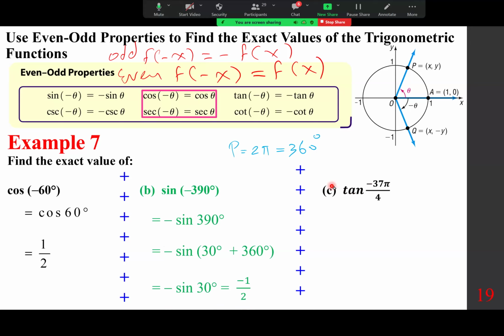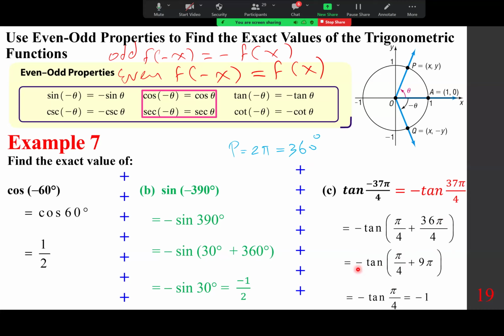Tangent is an odd function. Take the negative sign out. 37 pi over 4 is larger than pi. So take out multiples of pi. Notice 36 pi over 4 is divisible by 4, and this is 9 pi. Multiples of pi are a period. The pi is the fundamental one. And so this is the same as tan of pi over 4. Keep the negative sign. And therefore, tan of pi over 4 is positive 1. The negative sign makes it negative. The answer is minus 1.